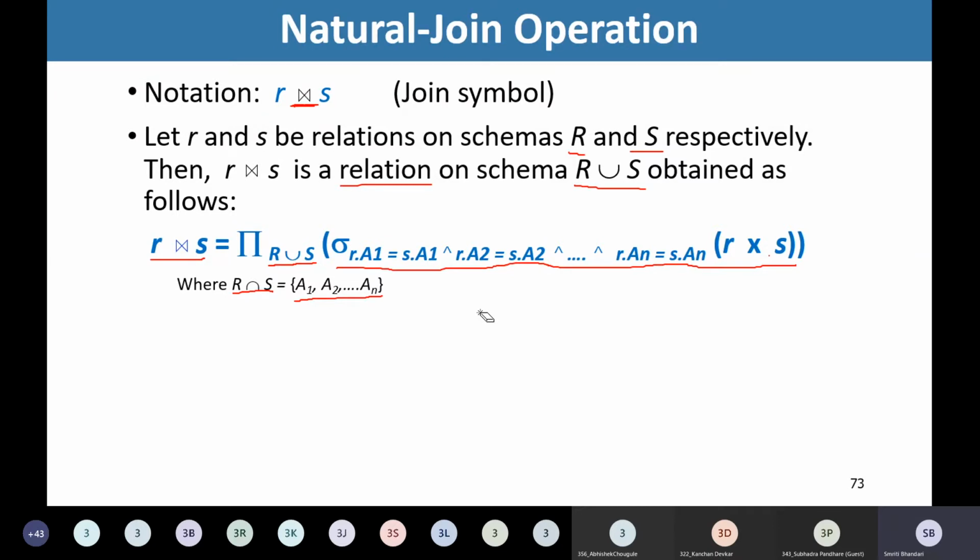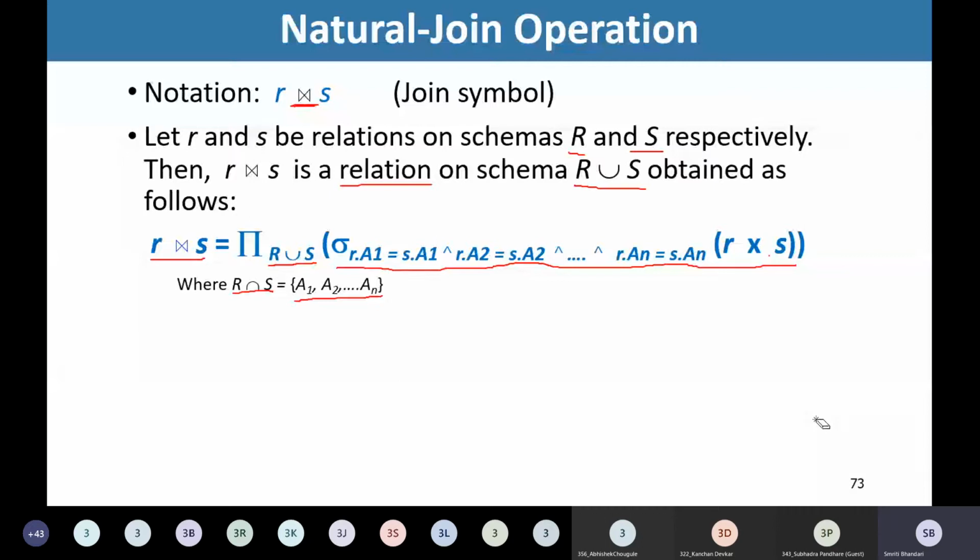been written by making use of the basic relational algebra operations, right? So to write the natural join operation, we are making use of 3 basic relational algebra operations. What are those 3 basic relational algebra operations? We are having the cross product, the selection operation, and the projection operation. So the combination of these 3 operations will provide us this natural join, our natural join S.